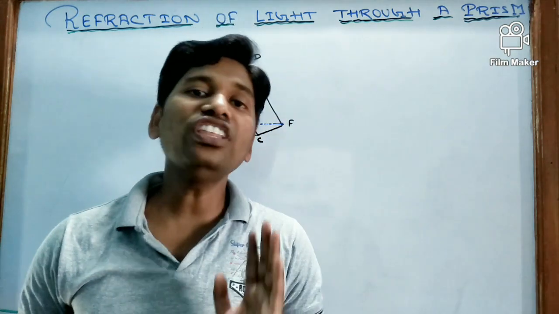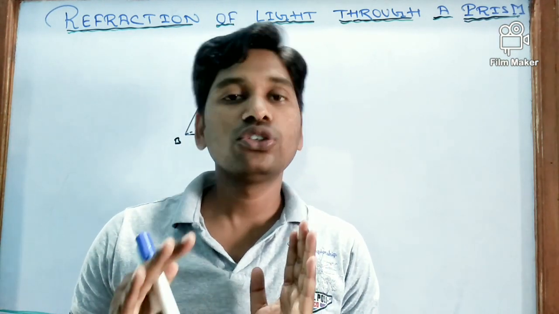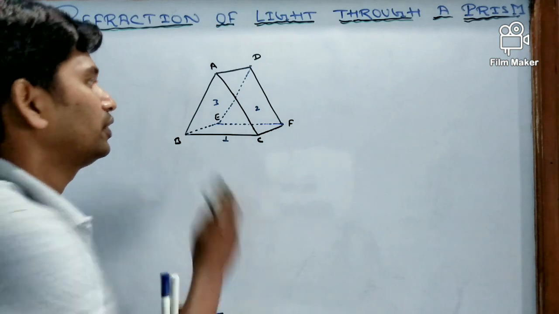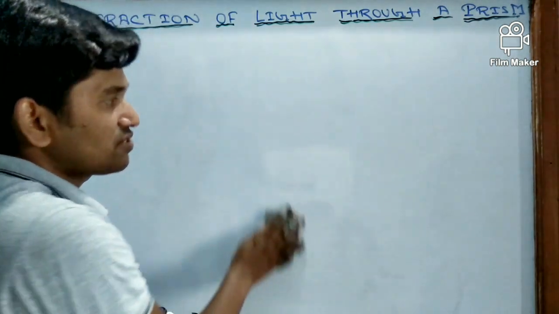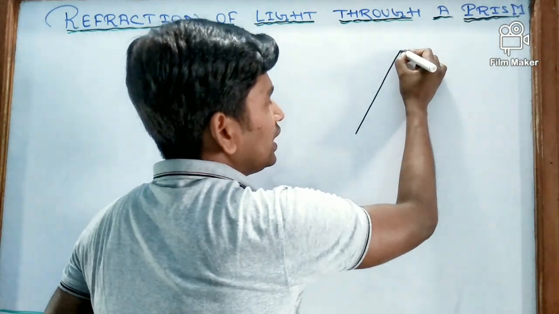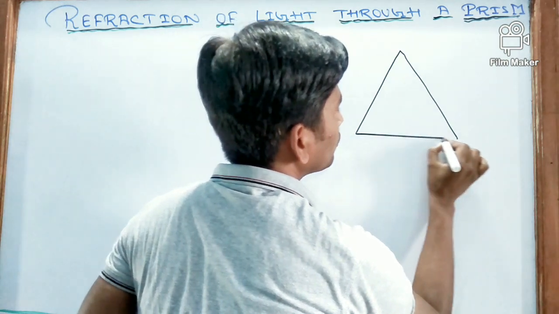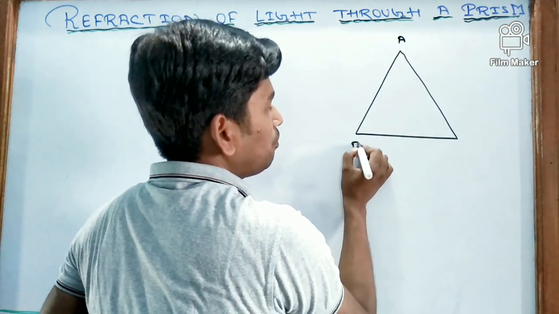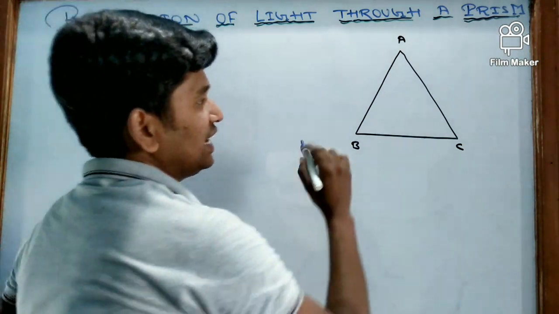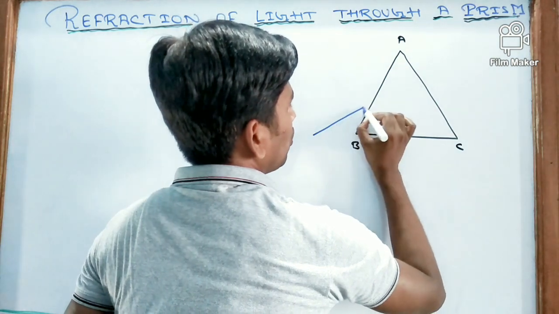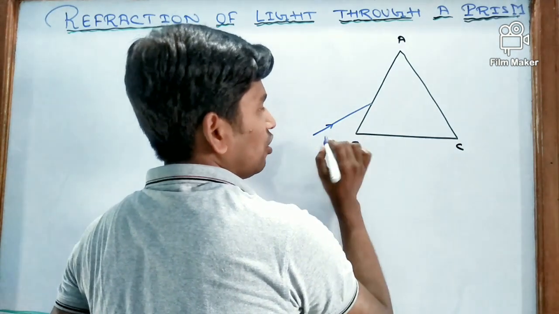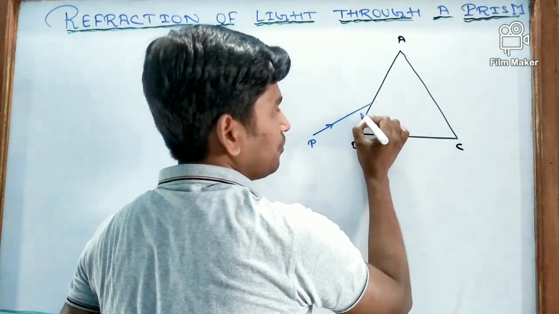Now let us see how the refraction takes place through a glass prism. So let us start this. For that, we will first draw a triangular prism. Let A, B, C be a glass prism and a ray of light incident on this rectangular face. Suppose PQ is an incident ray.